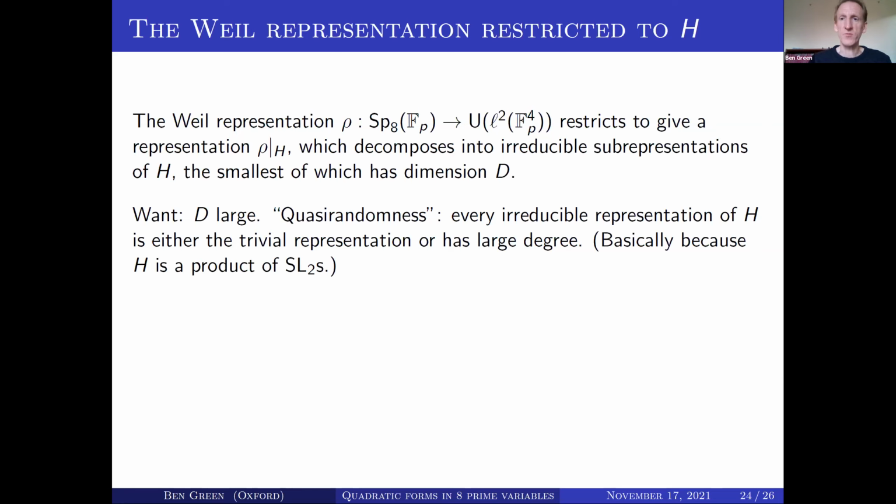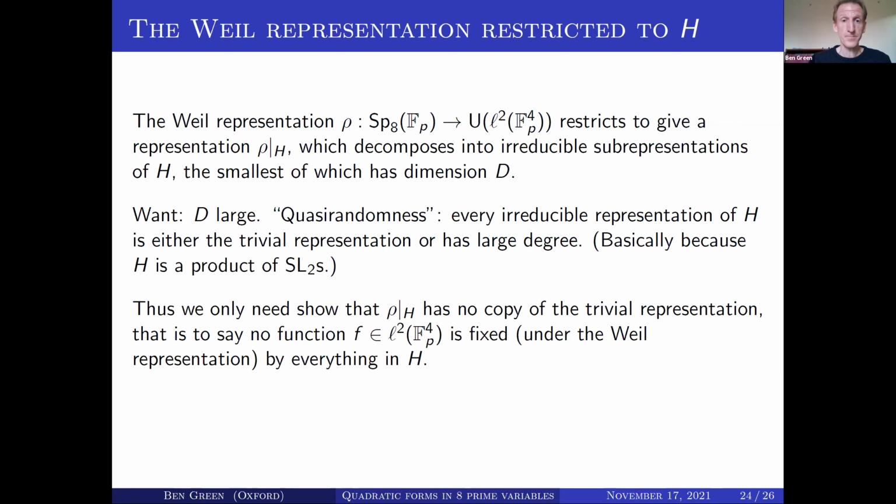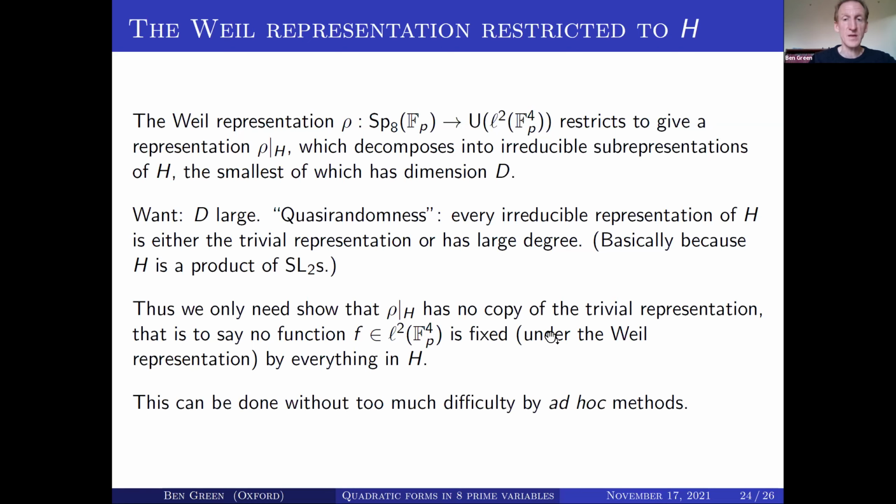So our H has that property as well, basically because it's just a product of SL2s. And so all we need to do is rule out a copy of the trivial representation. In other words, I just need to show that there isn't any function in L2 of F_p to the 4, other than the 0 function, which is fixed by everything in this subgroup H under the Weil representation. Once one realizes that this is the task, it's very unlikely that there could be such a function. It would have to have all sorts of invariances, and indeed fairly ad hoc arguments let you rule out the existence. So that can be done without too much difficulty in an ad hoc way.